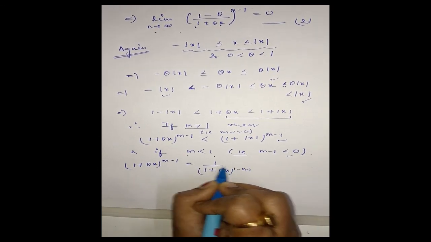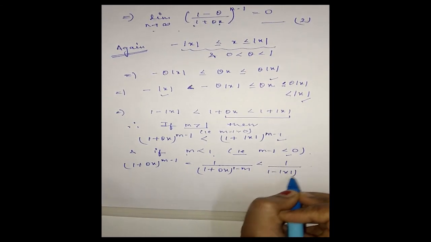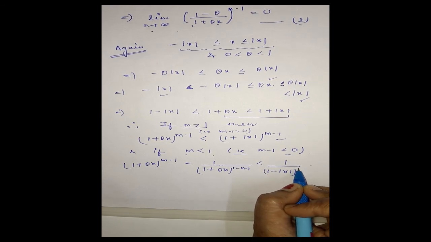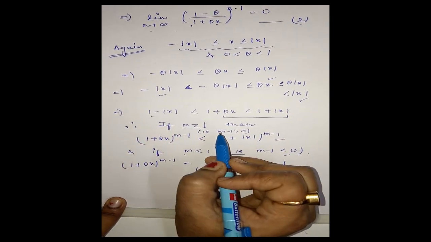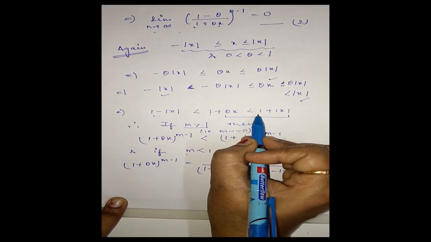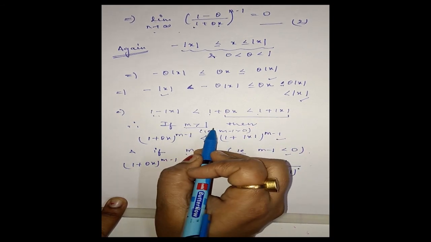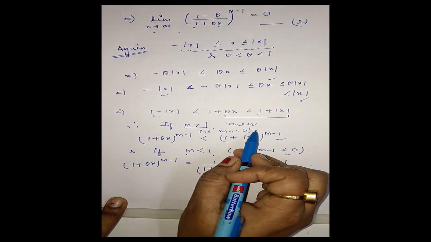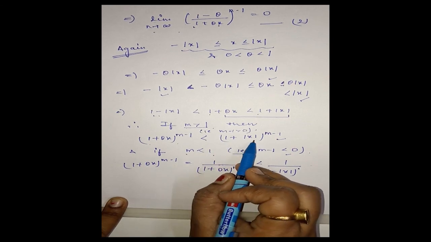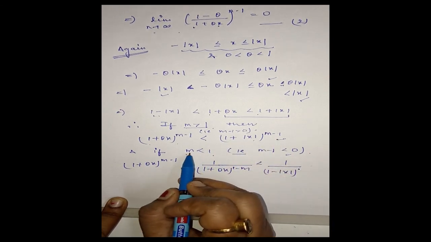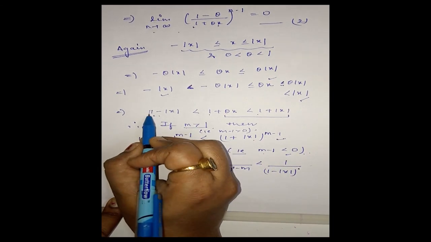1 minus m. Okay, and this will be less than 1 upon (1 minus mod x) power... sorry, from here we are taking 1 minus mod x is less than 1 plus theta x, which is less than 1 plus mod x. We are considering two separate cases. When m is greater than 1, that means m minus 1 is positive, so we have (1 plus theta x) power m minus 1 is less than (1 plus mod x) power m minus 1. And second, when m is less than 1, that is m minus 1 is less than 0. Now we will consider this case.